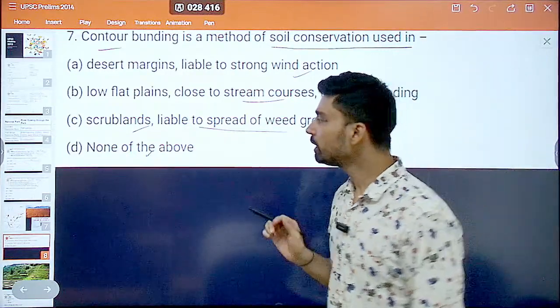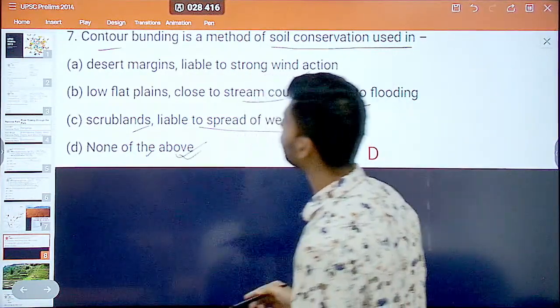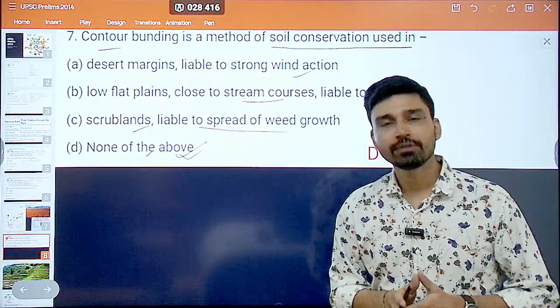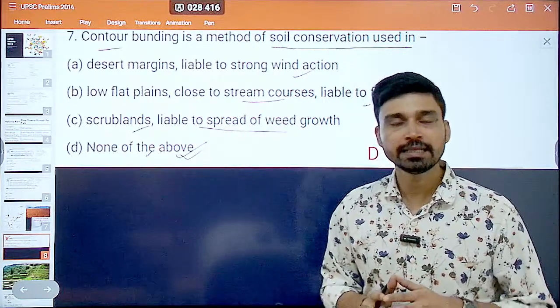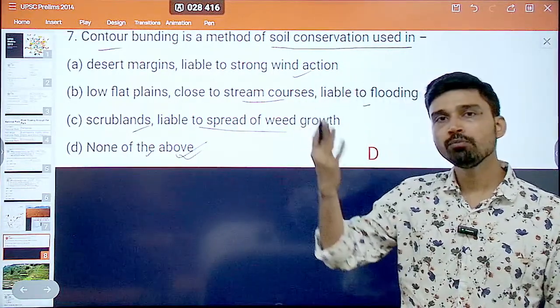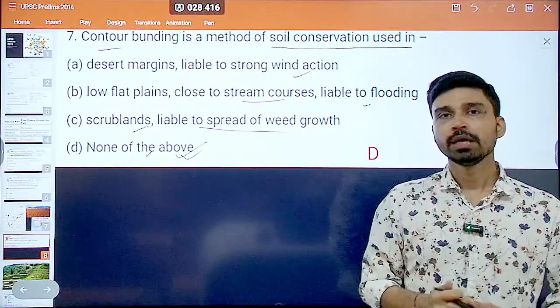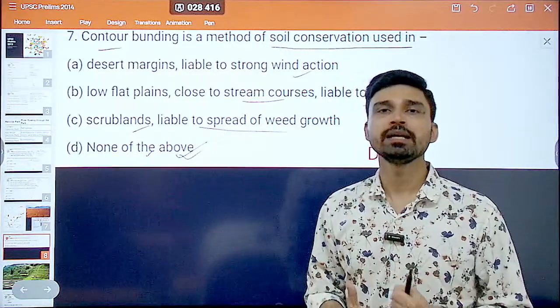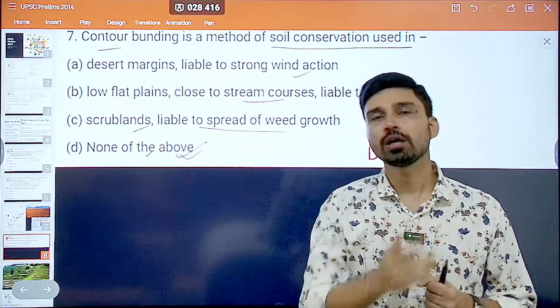So here actually the correct option is none of the above. Contour bunding is a method of soil conservation that we use in the hilly terrain. In hilly terrain, because of the slope on the hills, whenever the movement of wind and water happens, it will cause the entire top layer of the soil, which is very fertile in nature, to be washed off toward the valleys.